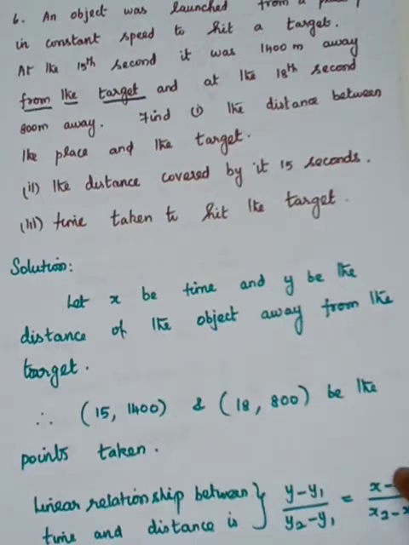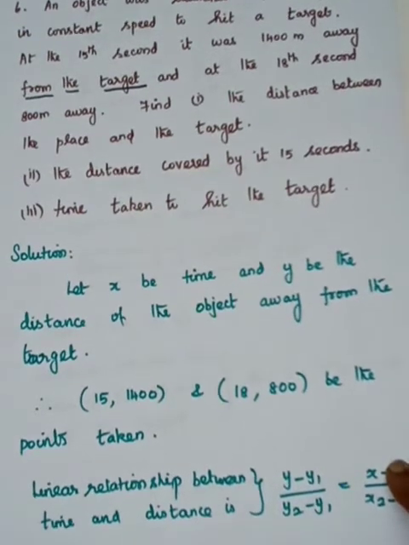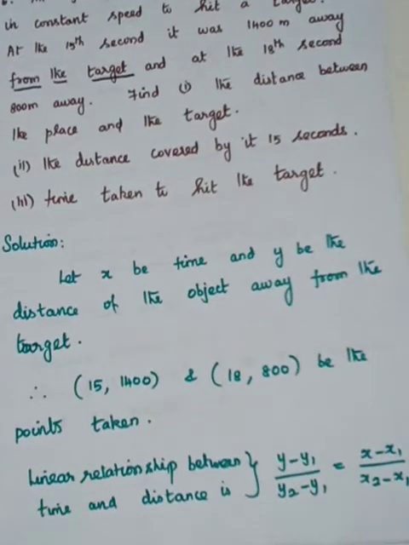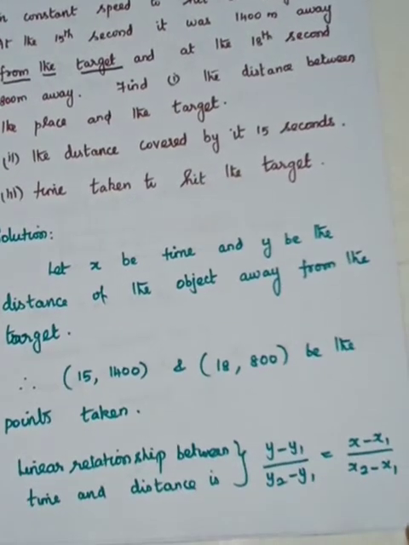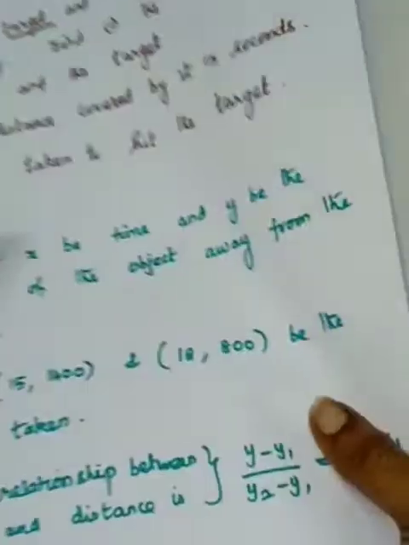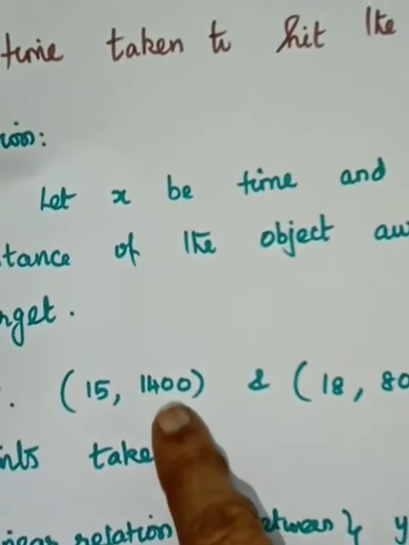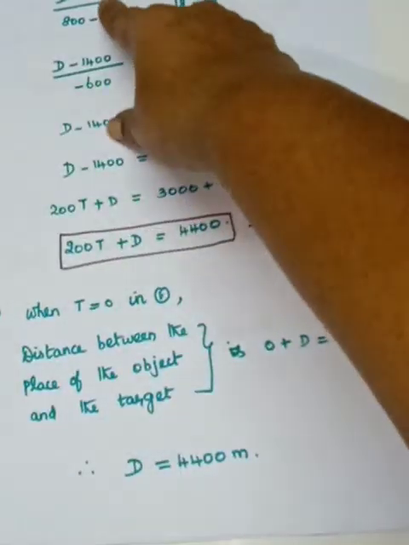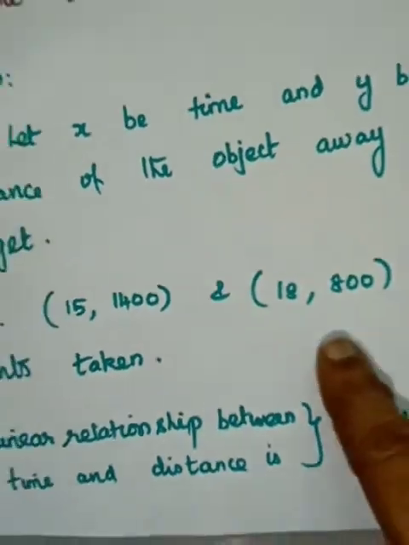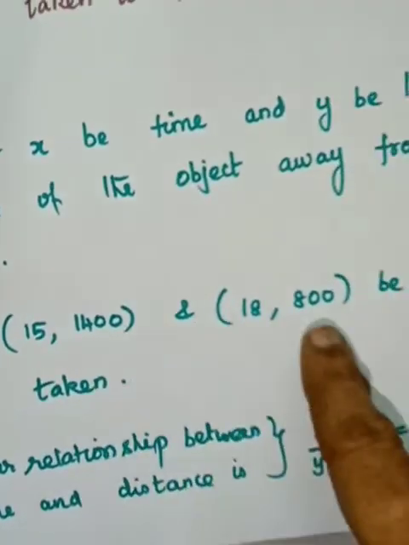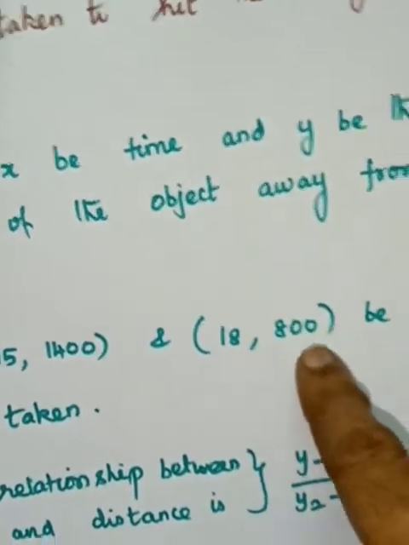Now, for the first subdivision, the distance between the place and the target, before finding that, we have to find the relationship between the time and the distance. So we have to use the two-point formula. y minus y1 divided by y2 minus y1 is equal to x minus x1 divided by x2 minus x1. What is y? It is a distance. So y has to be taken as d, minus y1. What is y1? It is 1400. So here you have 1400. This is your y2, because we take this point as x1, y1 and this point as x2, y2. So y2 was 800.